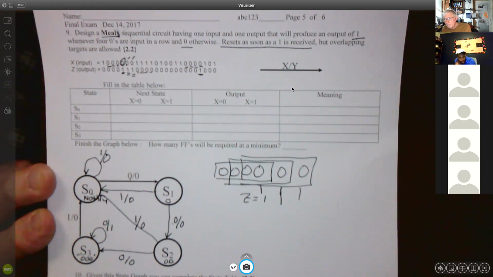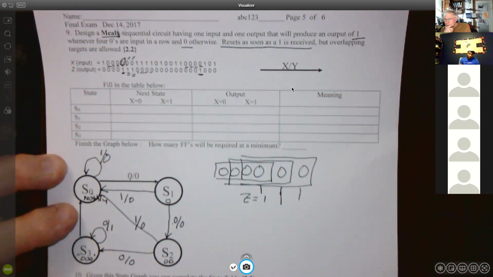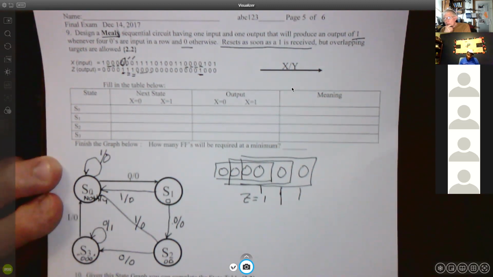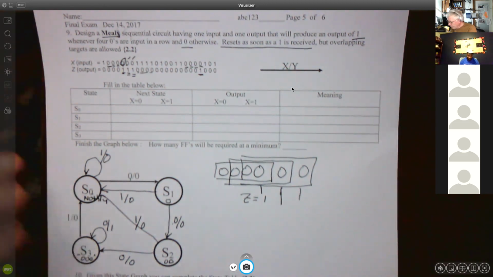And so when we get a 1 from S3, that's this one? Yeah, that means we got a 1. So now we have no zeros, so we go back to S0. We have nothing. Okay. Got it. All right.